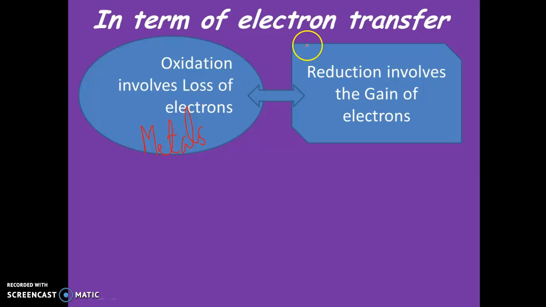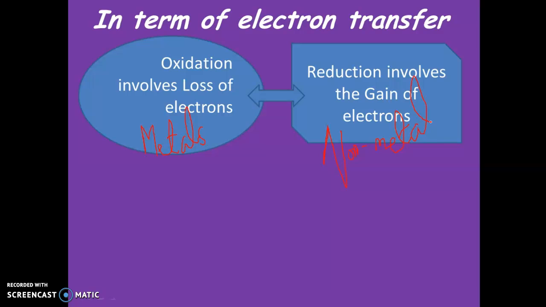What about reduction? As you can see here, reduction involves a gain of electrons, and like most of you know, substances that usually gain electrons are usually non-metals. So non-metals have these characteristics of gaining electrons. They have a general characteristic where they gain electrons. So that's the definition in terms of electron transfer.